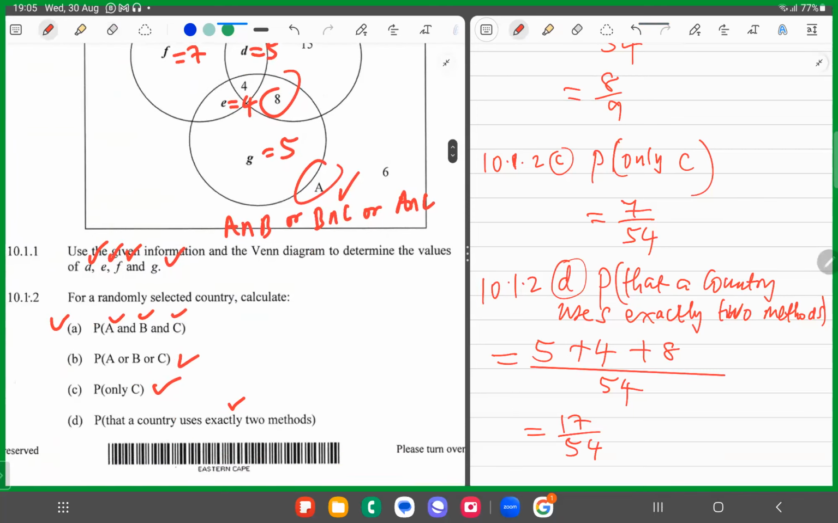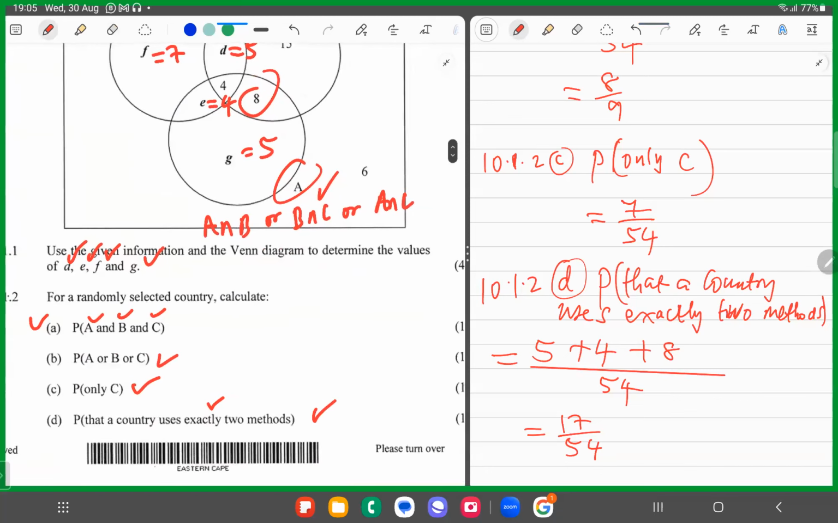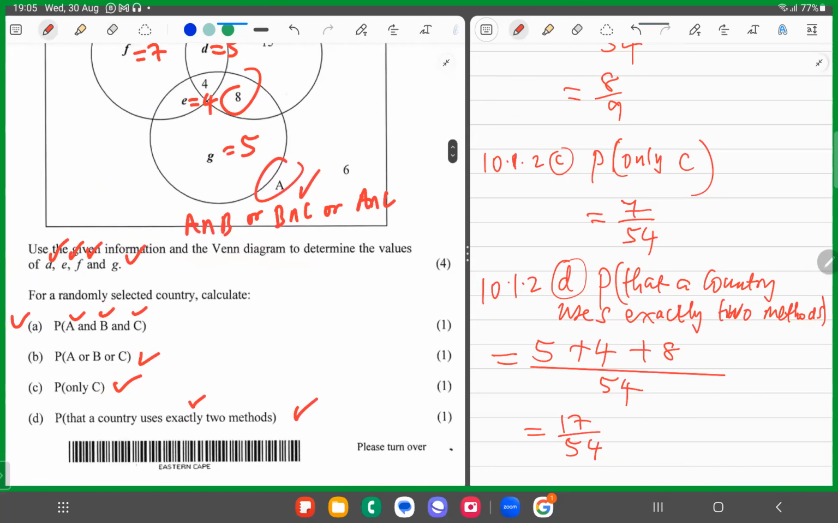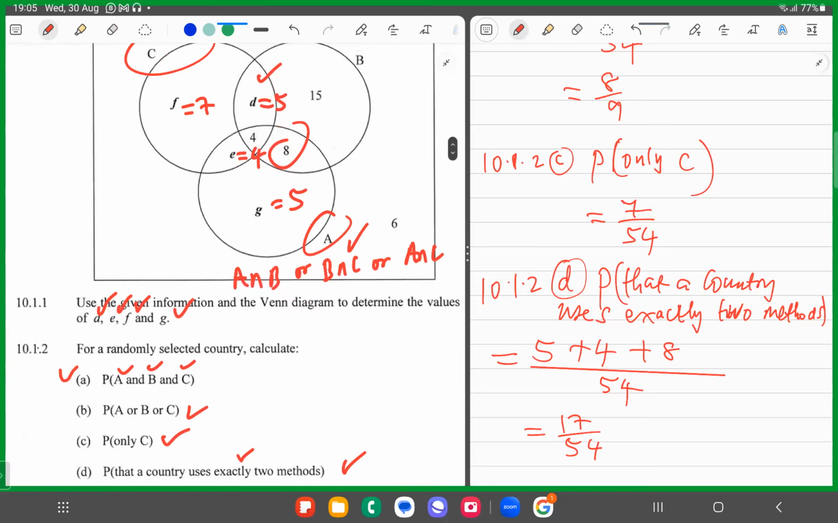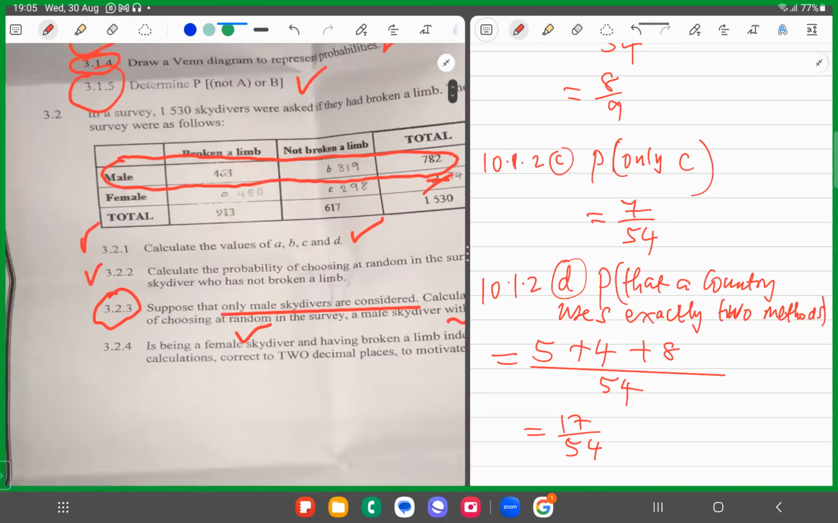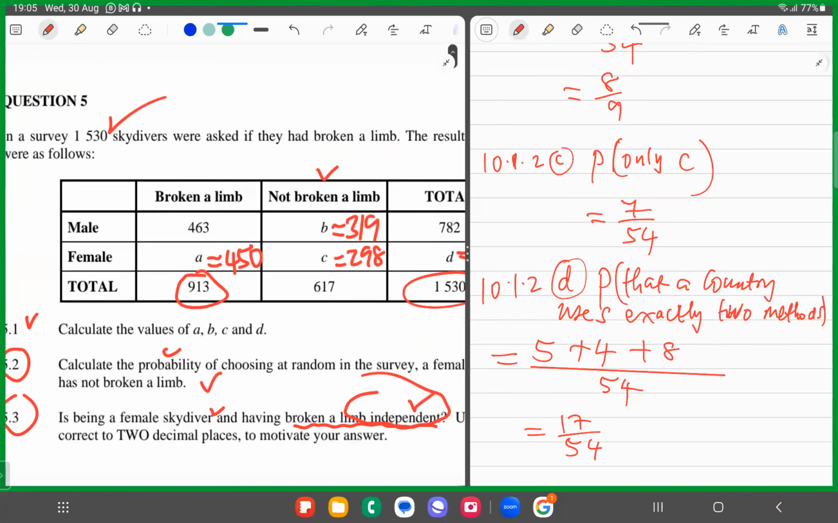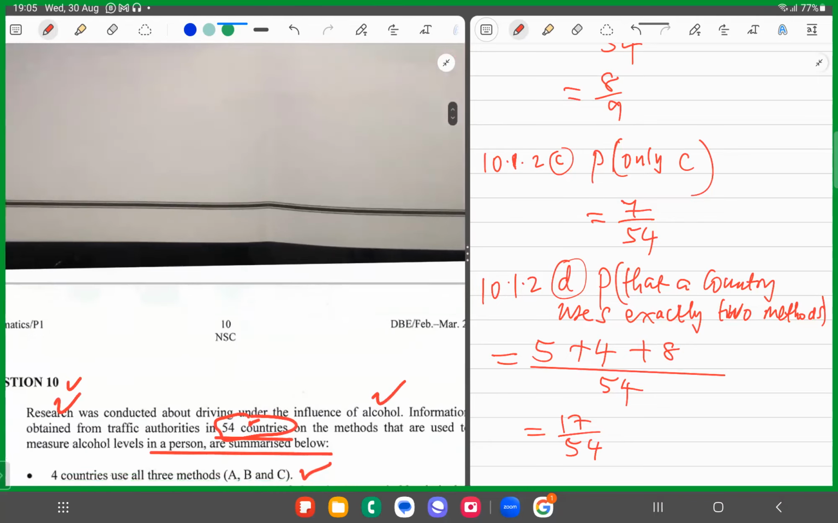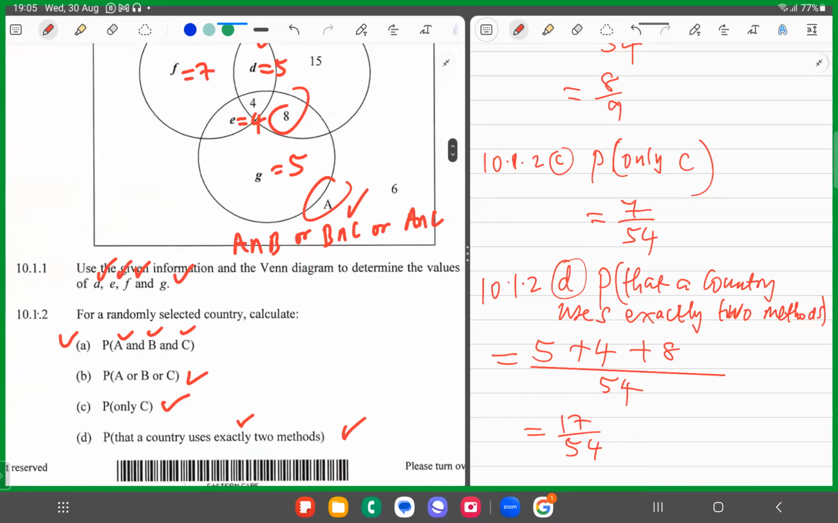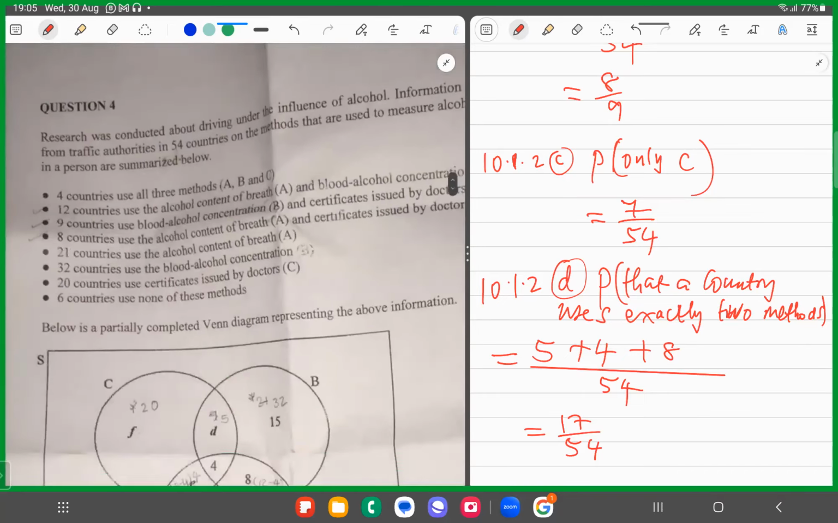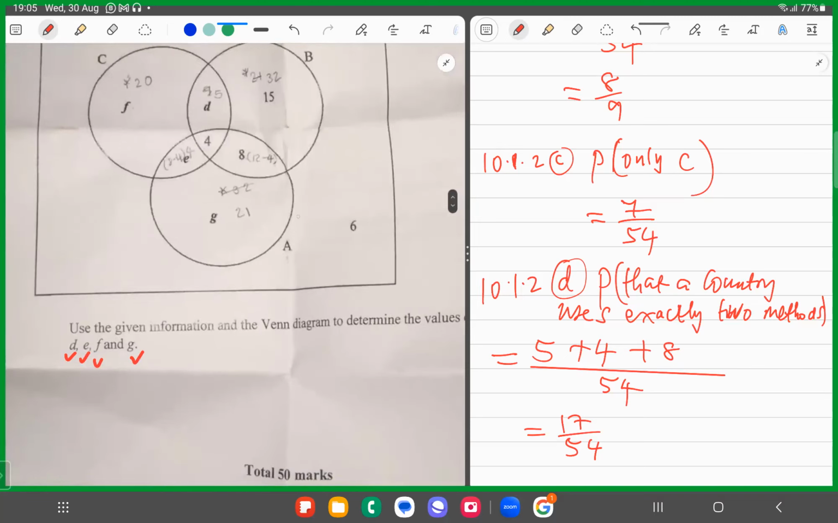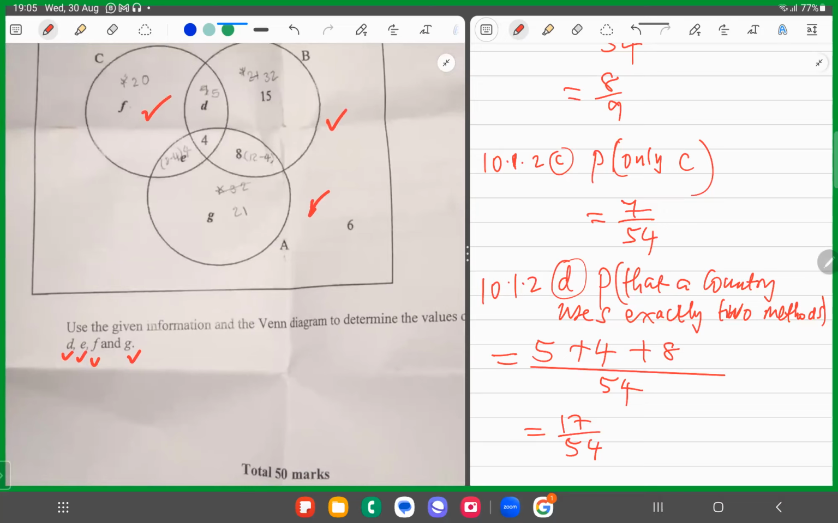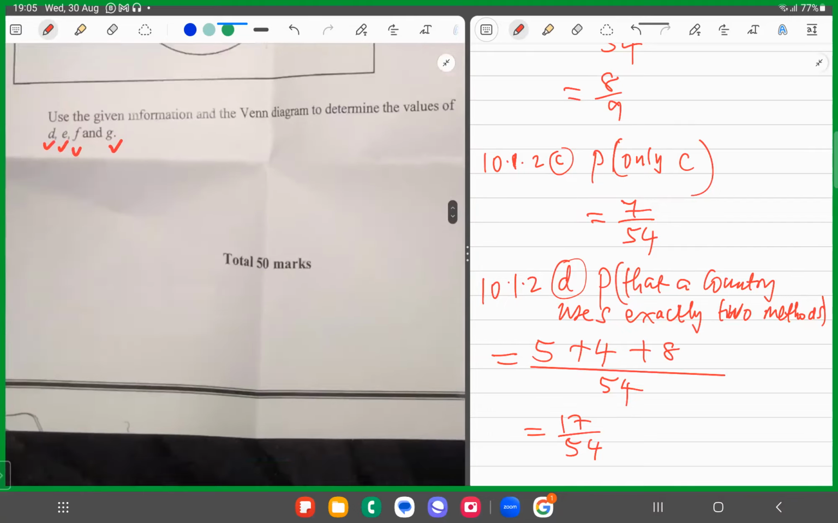So the probability that the country uses exactly what? Exactly 2 methods. It's that one there. Okay. And then we are done with this question. Your teacher asked you this, so we got 100% there. Okay. So we are happy. We are the happy people. We got the 50 marks.